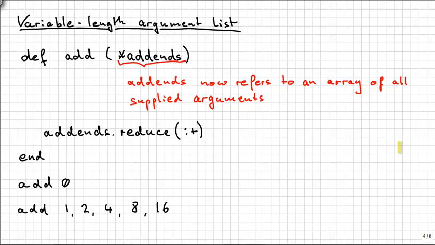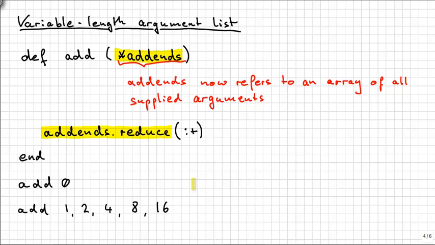Ruby allows us to define methods that accept variable length argument lists. And the way this is accomplished is by use of the star operator here in front of the name of the parameter list. And addends in this particular case now refers to an array that contains the sequence of the supplied parameters. And then, in the method body, we can call upon an array method.